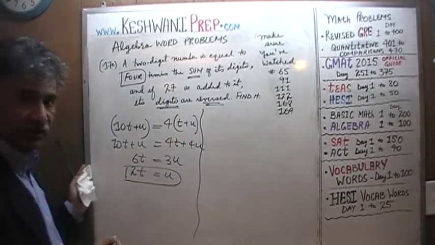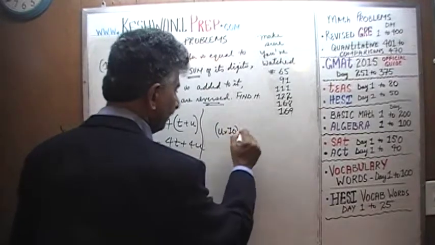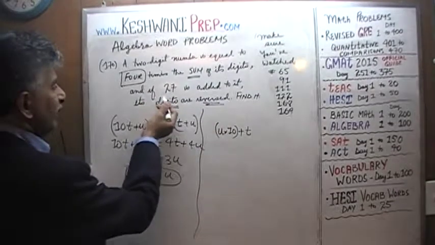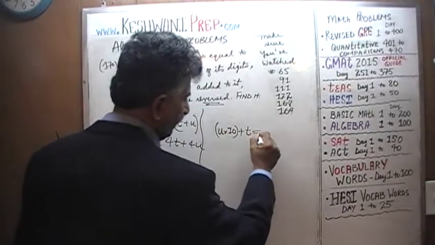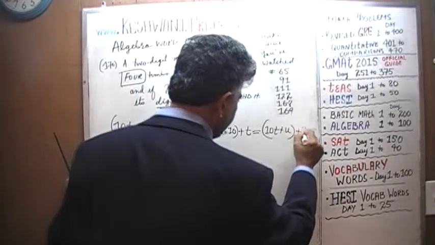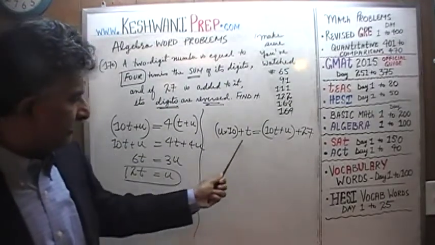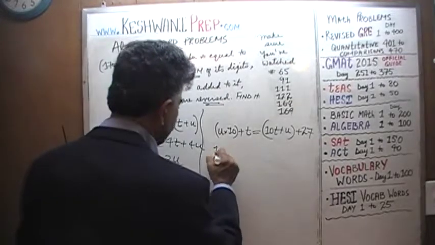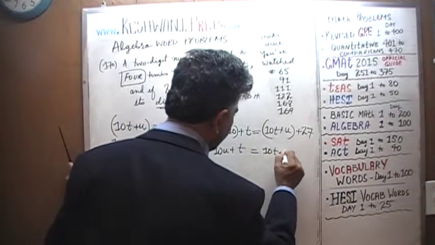So, if you reverse the digits, then we have U times 10 digits plus T unit digits. And that happens to be equal to our original number, 10 times T plus U, plus 27. If you were to add 27 to our original two-digit number, the digits are reversed, which is what this equation is. Let's work on it. So 10 times U is just 10U plus T equals 10T plus U plus 27.